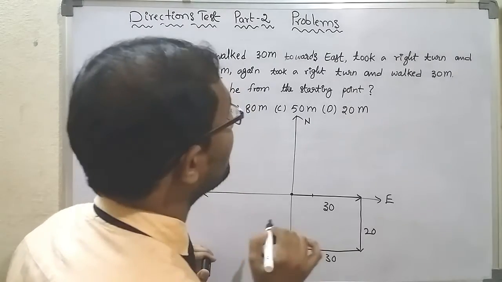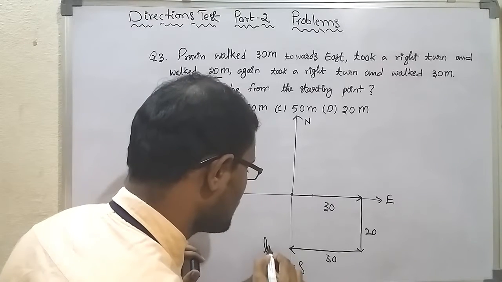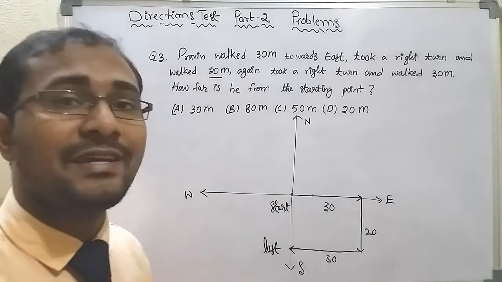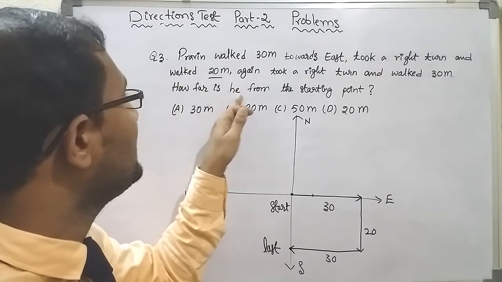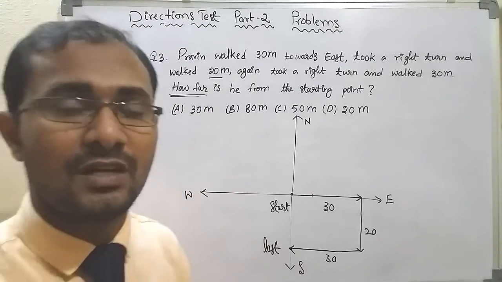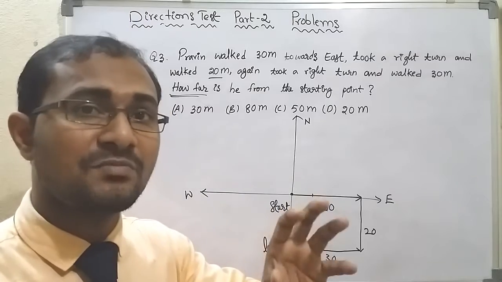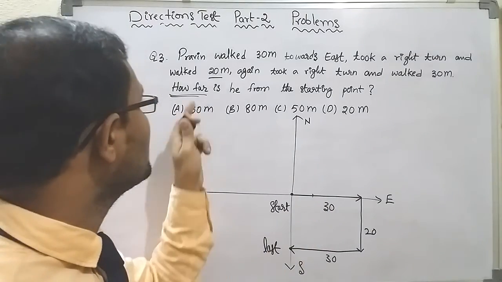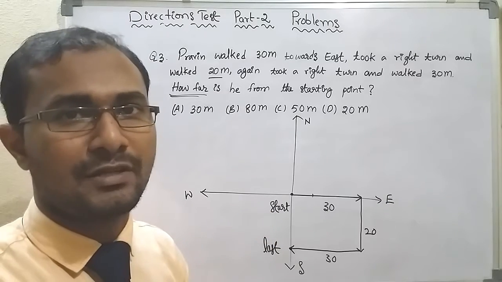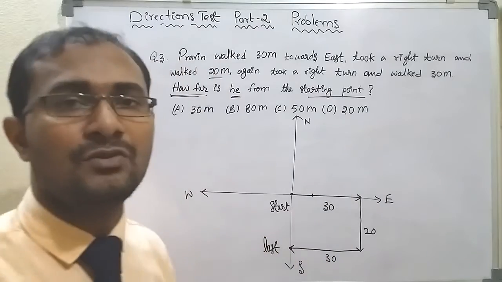After that, is there any further information? No. So this is the last point and this is the starting point. Now what are we asked to find, guys? How far is he from the starting point? Remember, whenever they ask a question related to distance with keywords like how far, or what is the distance between any two particular points, we have to find the shortest distance between the two points. Here, the shortest distance between the person and the starting point.